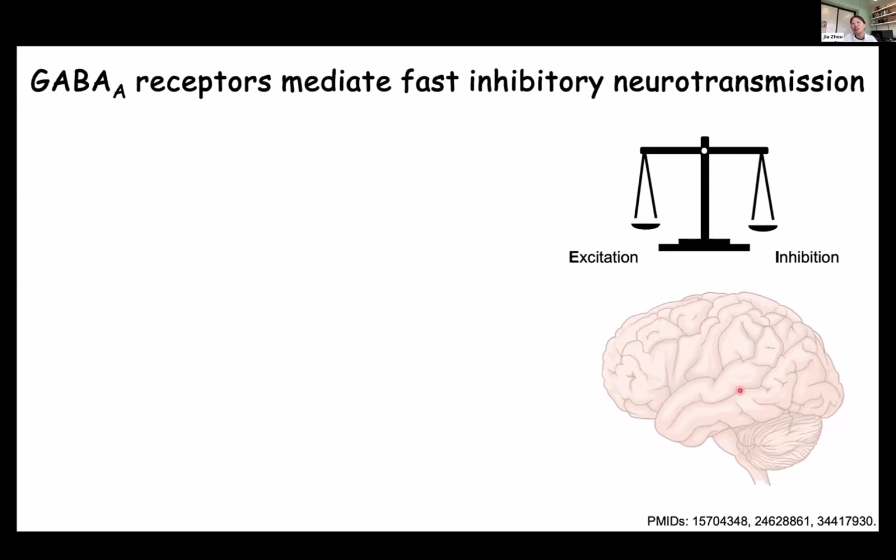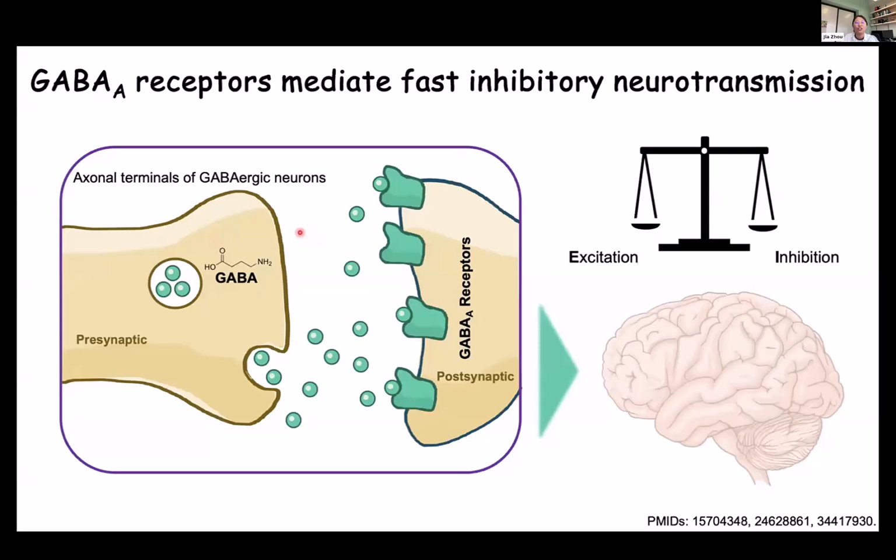As many of you know, normal brain function relies on a balance between excitation and inhibition. Excitation is mainly mediated by glutamate, but inhibition is mainly mediated by a very important neurotransmitter called GABA, which mediates inhibition by binding to the GABA receptors. That makes GABA receptors mediate the major fast inhibitory neurotransmission in the whole central nervous system.